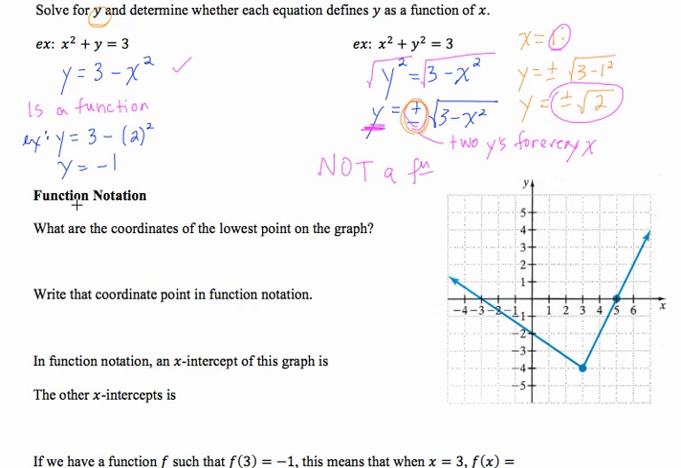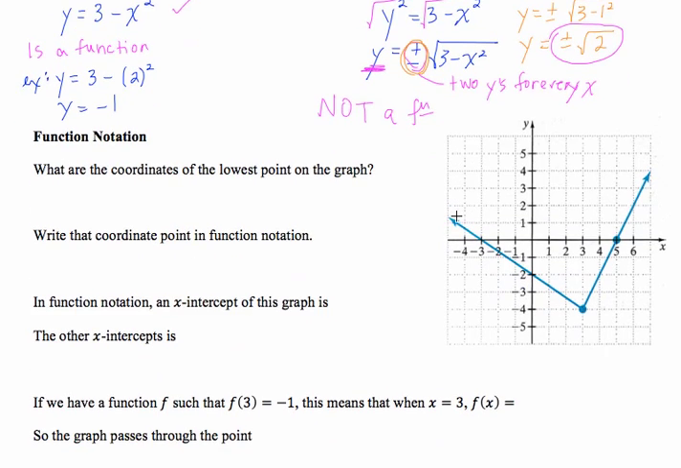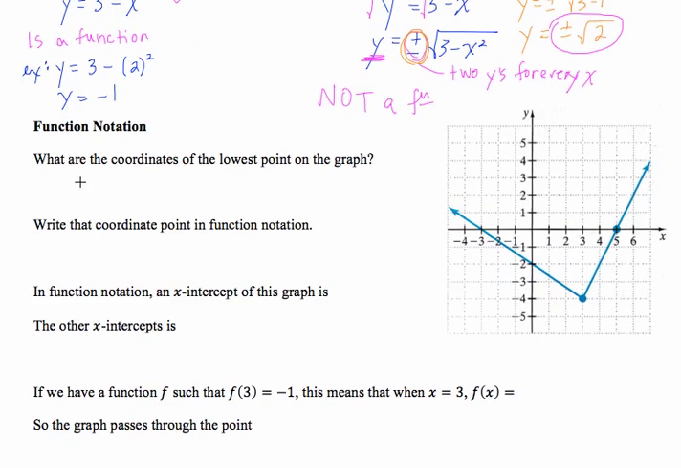Okay, any point on a graph can be written either as a coordinate point or in function notation. So let's look at this. Let's just start by getting a point on the graph. So what are the coordinates of the lowest point on this graph? So here's the lowest point. Remember, we always put x comma y. So 3 comma -4 right there. Those are the coordinates of the lowest point there. And in function notation, the way to write this is to say that f of 3 equals -4.